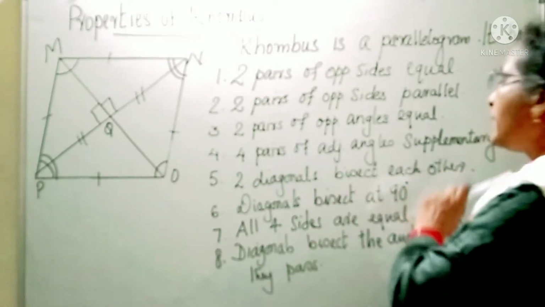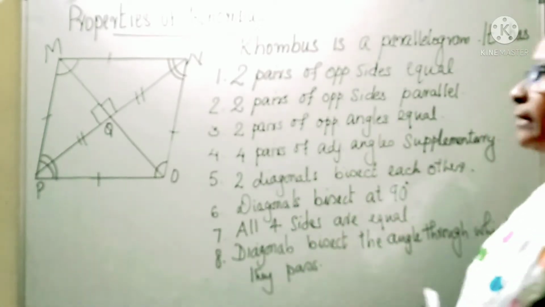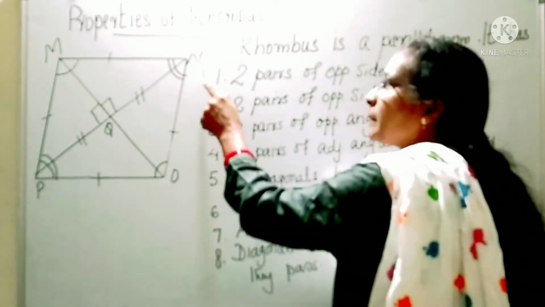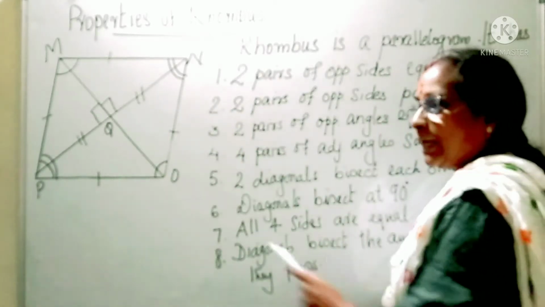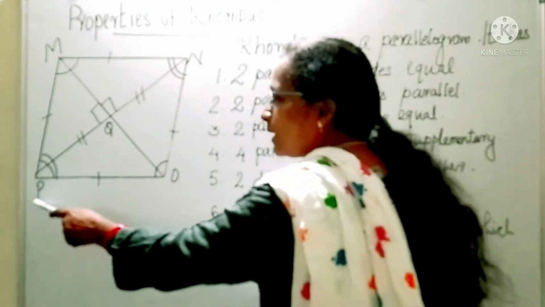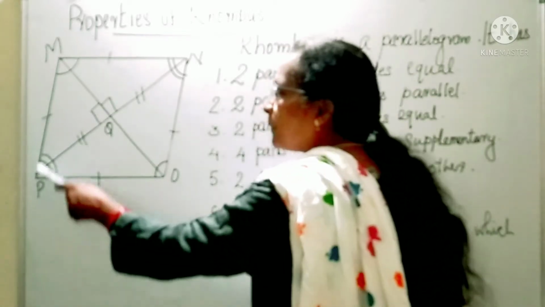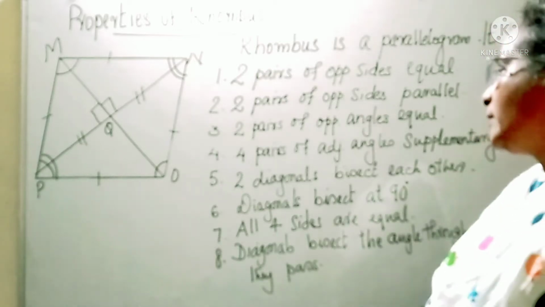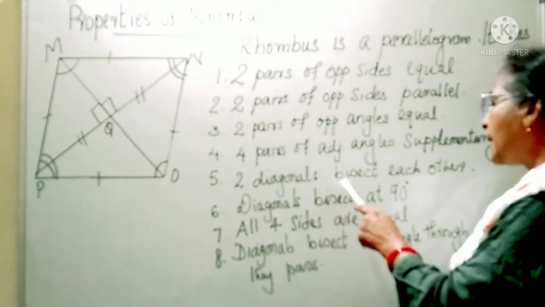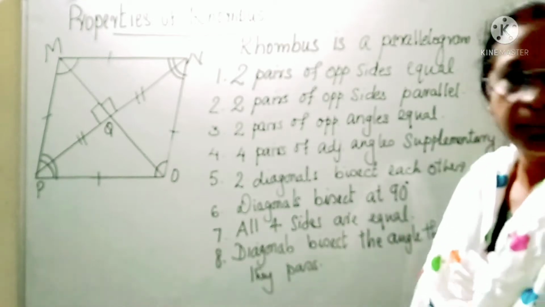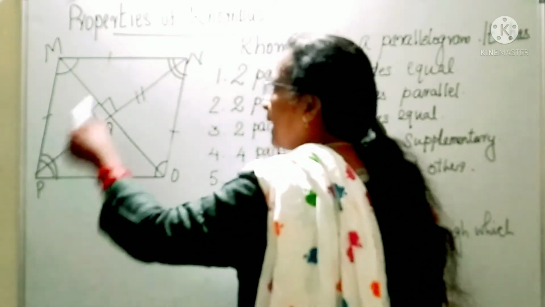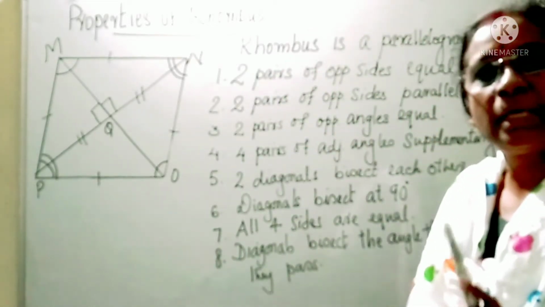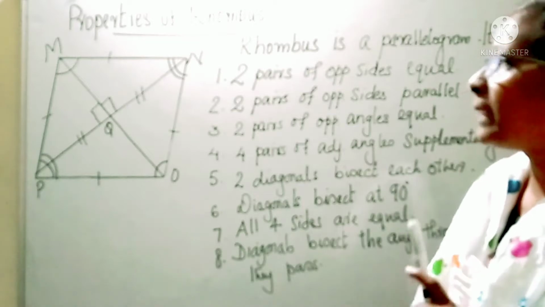Then four pairs of adjacent angles are supplementary. Which are the four pairs? Angle M plus angle N is 180 degrees, angle N plus angle O is 180 degrees, measure angle O plus measure angle P is 180 degrees, and measure angle P plus measure angle M is also equal to 180 degrees. Now two diagonals bisect each other. These are the diagonals PN and MO. They bisect each other. These are the common properties of a parallelogram.